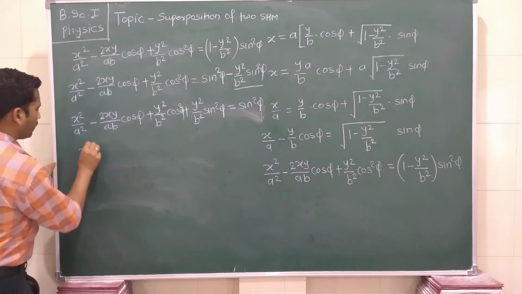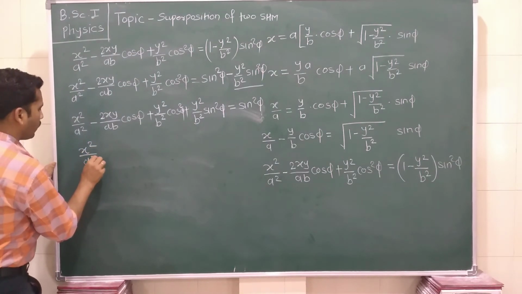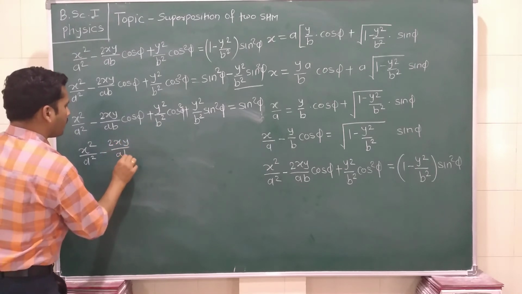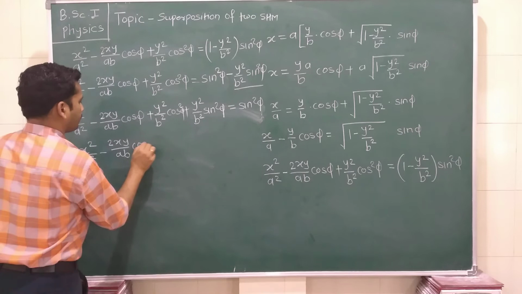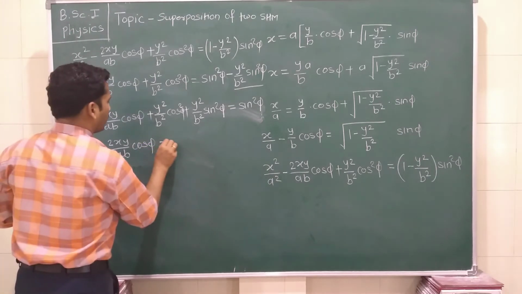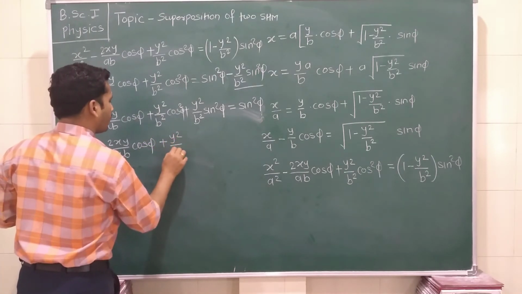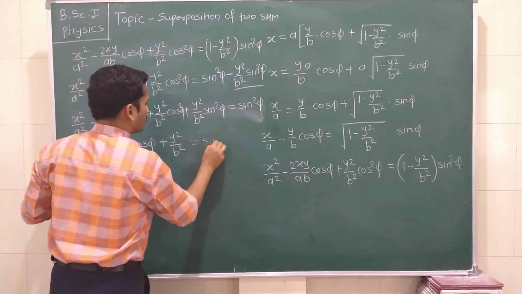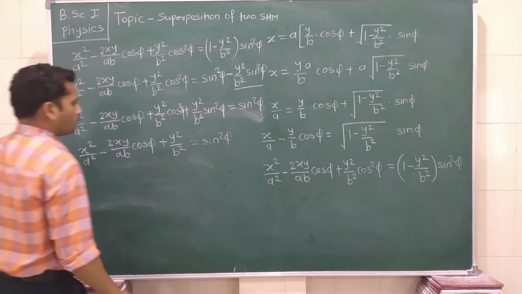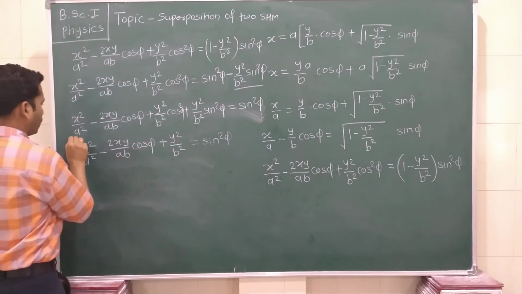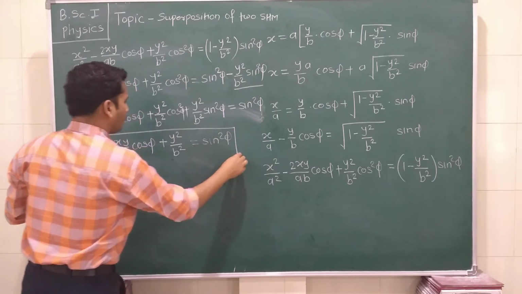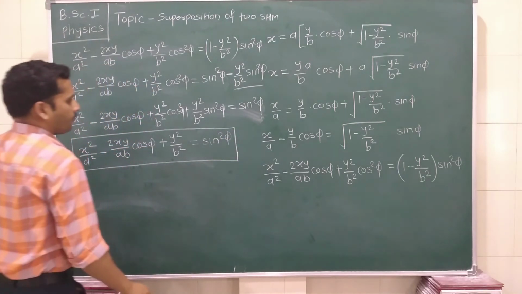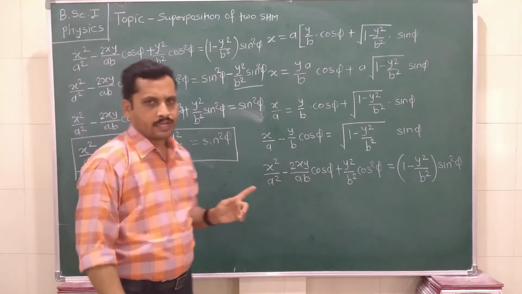Therefore we can write here x²/a² − 2xy/(ab) cos φ + y²/b² = sin² φ. So this is the equation of the superposition of two SHM when they are perpendicular to each other.